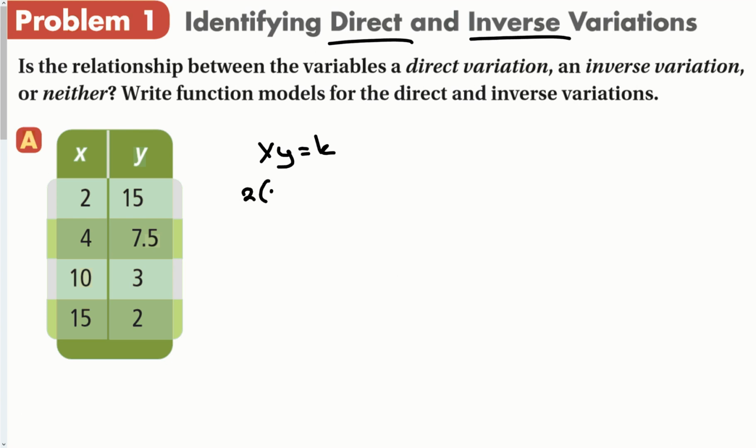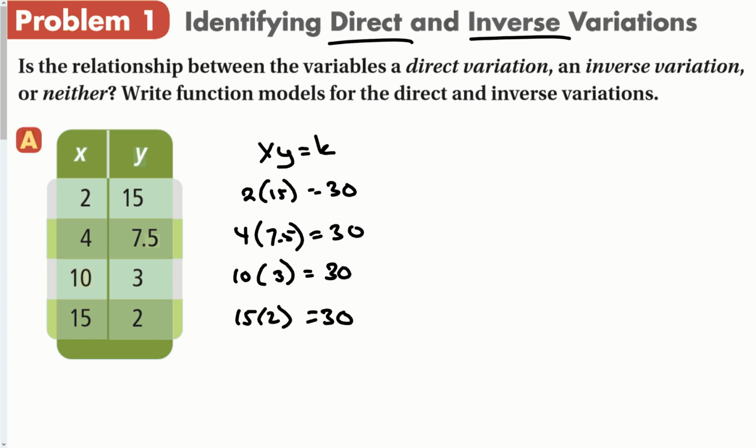So 2 times 15 is 30. 4 times 7.5 is 30. 10 times 3 is 30 as well, and 15 times 2 is 30. So this is a good representation of inverse variation. My constant is k, so the function model for the inverse variation would be y is equal to 30 divided by x, right? If I plug any x I want in, I would get my y coordinate. So 1 would be 30, 30 would be 1. Whatever you plug in for x would give you these numbers on your table.